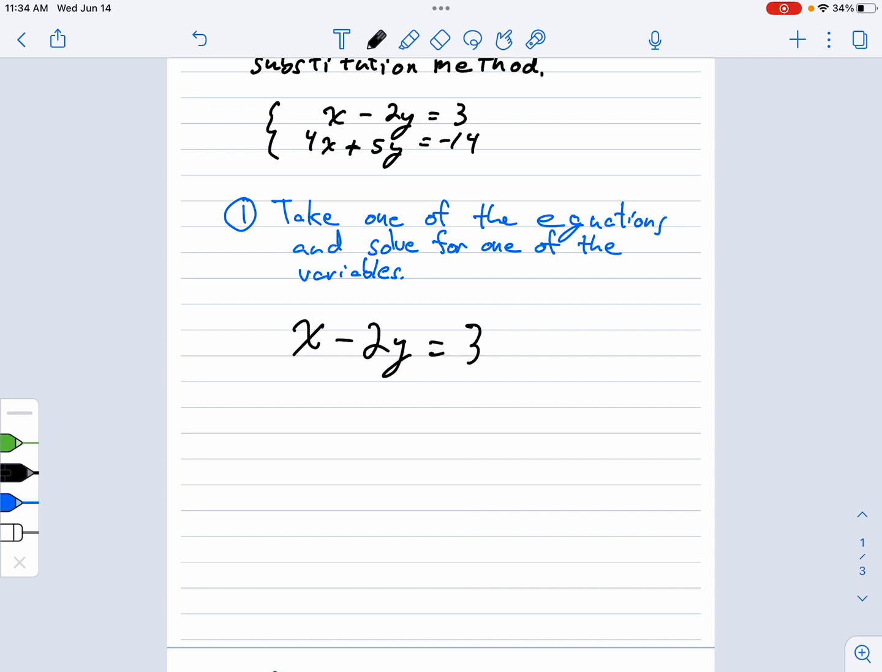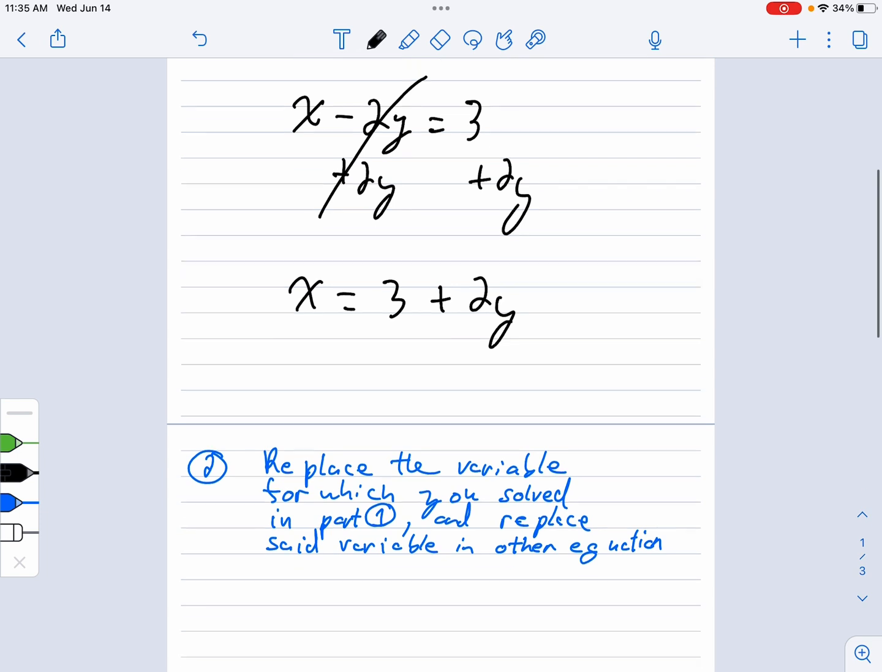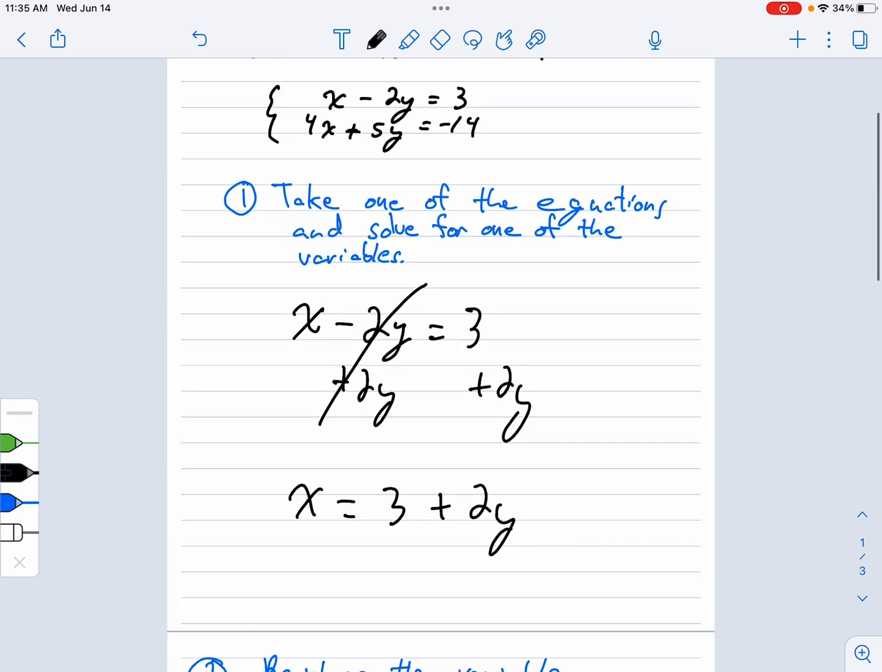I can just add 2y on both sides. So let me do that here. So you get plus 2y, then this cancels on the left hand side and you get x equals 3 plus 2y. All right, and the reason I wanted to solve for x furthermore was that x has a coefficient of 1. Equations that have a coefficient of 1 are kind of nice to work with.